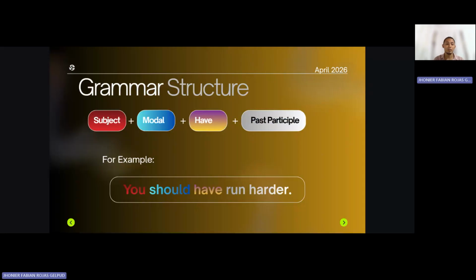Now, the grammar structure: subject plus modal plus have plus past participle. For example, you should have run harder, where you is the subject, should is the modal, have is the auxiliary, run is the verb in past participle. Harder is the complement of the sentence.